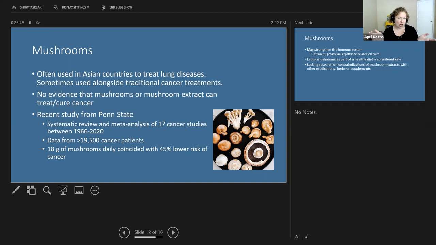18 grams of mushrooms sounds like a lot, right? You're like, I don't know if I could do that every day. 18 grams of mushrooms is one medium mushroom. So essentially, they found this correlation that people who ate one mushroom a day had a 45% lower risk of cancer. Again, not cause and effect, but very interesting new research.